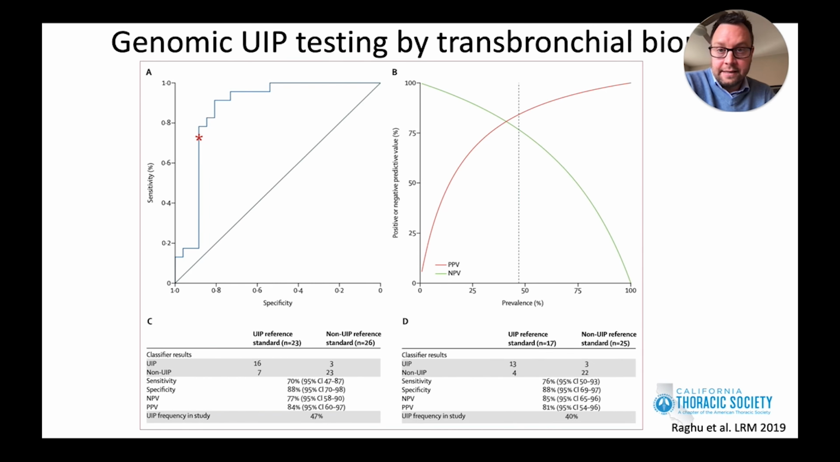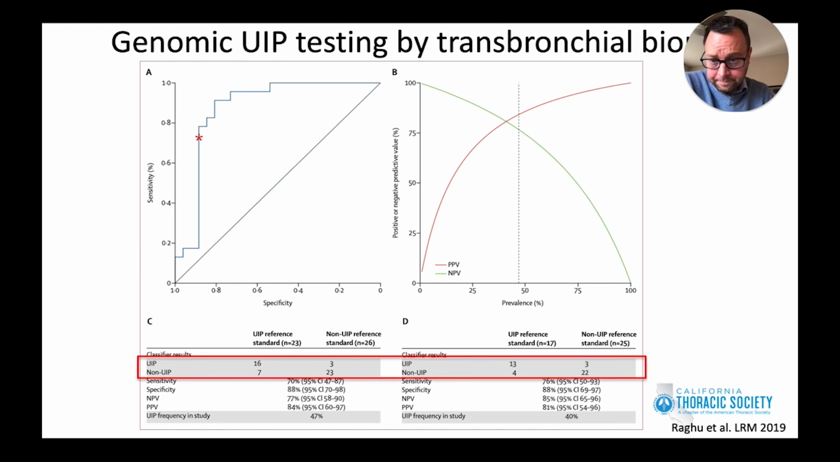Speaking to the genomic testing of UIP, this is a study that was published in 2019 by the group who developed this test. And what they found was that when you have this gene expression-based classifier, you're able to identify UIP with roughly a sensitivity of 70 to 80%, as well as a specificity of approaching 90%, which gives you a positive predictive value of roughly 80%. And so you can say with pretty high degree of confidence that when this test is positive in the correct clinical setting, that you're making a diagnosis of idiopathic pulmonary fibrosis.